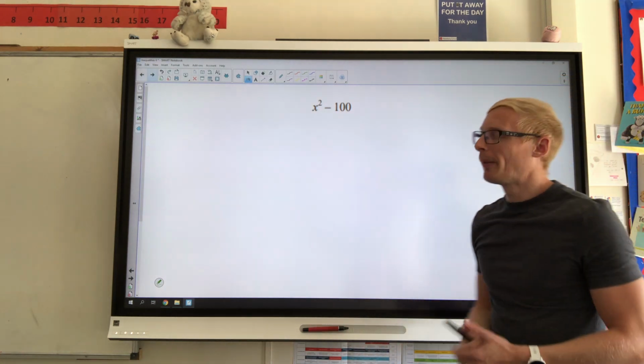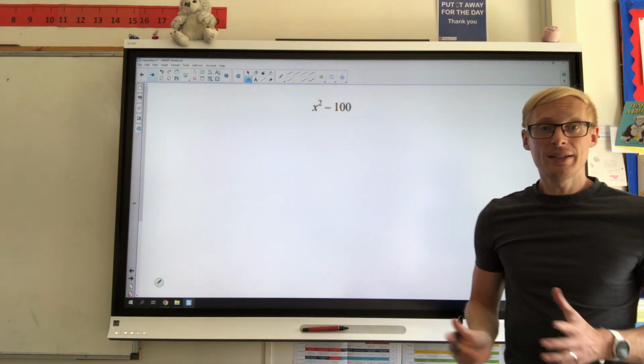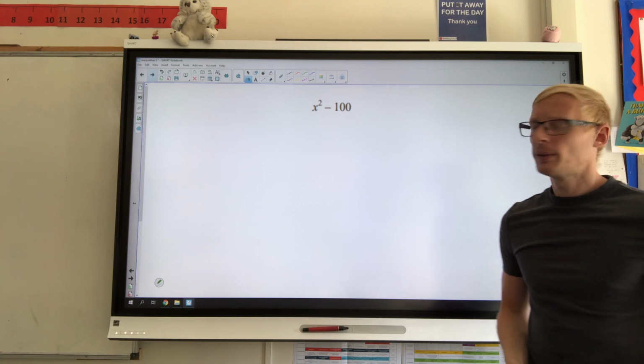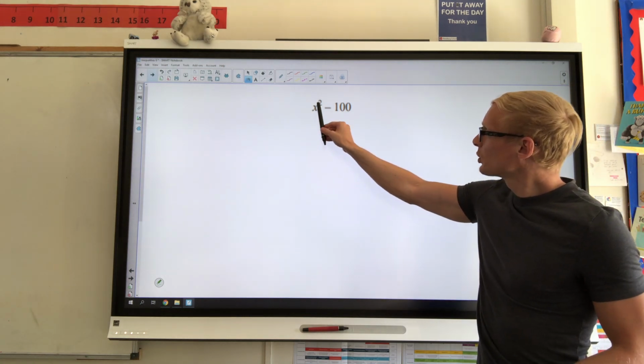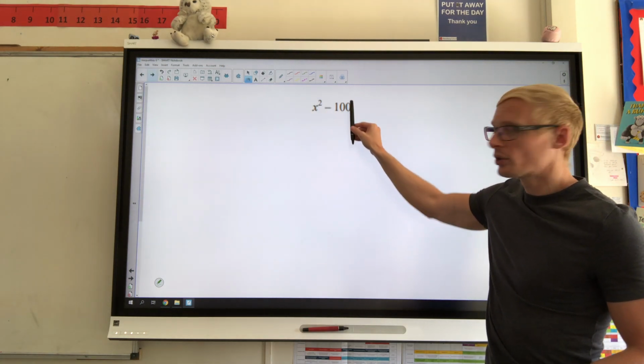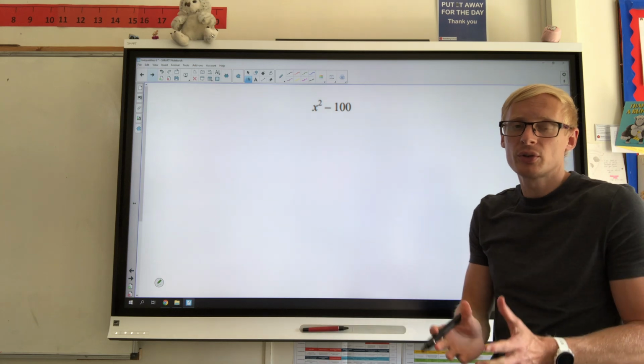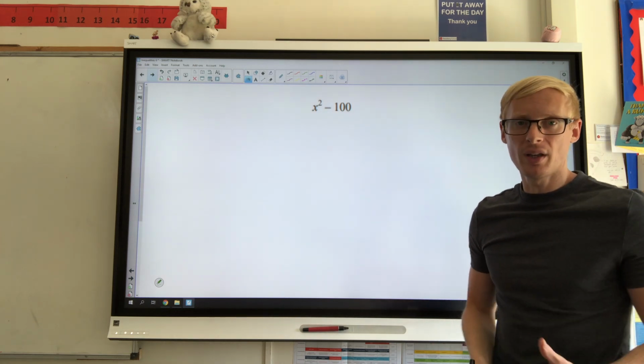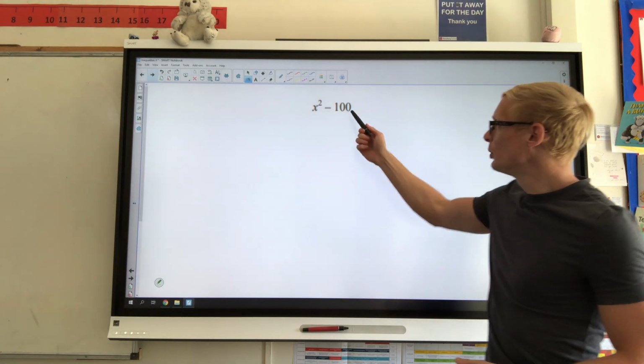Now the first one is this one. You need to look at that and think difference of 2 squares. Okay, so a specific way of factorising a quadratic. Now the reason for that is because you've got x squared, you've got a negative, and then you've got a square number there. Okay, and you can do the difference of 2 squares without a square number, but 9 times out of 10 this will be a square number.